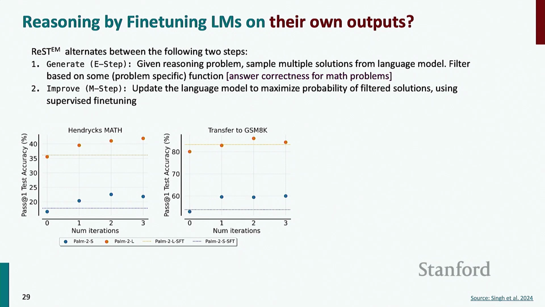And the numbers in orange here are a much larger PaLM model, and the numbers in blue are a smaller model. And the dashed lines represent what you get sort of if you did supervised fine-tuning on human-provided rationales. So one of the promising things about this approach is when you do multiple iterations of self-training on your own rationales, you can outperform sort of human-generated rationales.